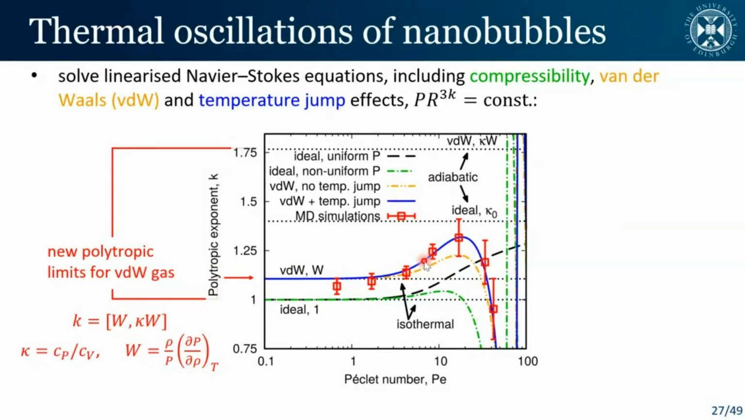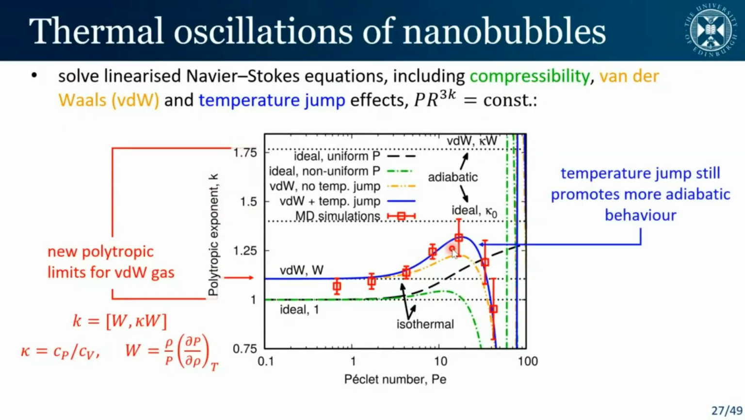So this adiabatic behavior that's been referenced in my work and also previous works is a bit of a misnomer, and is really just a misinterpretation of the variation in pressure and radius. However, despite this van der Waals effect, this temperature jump from the non-equilibrium gas effect, this still does promote some adiabatic behavior, but it's not enough to get it up to a fully adiabatic system.